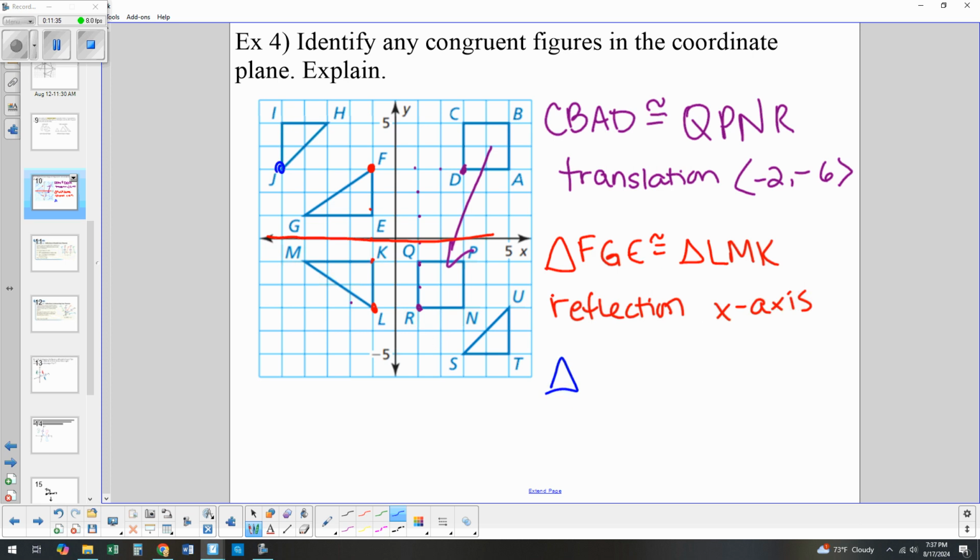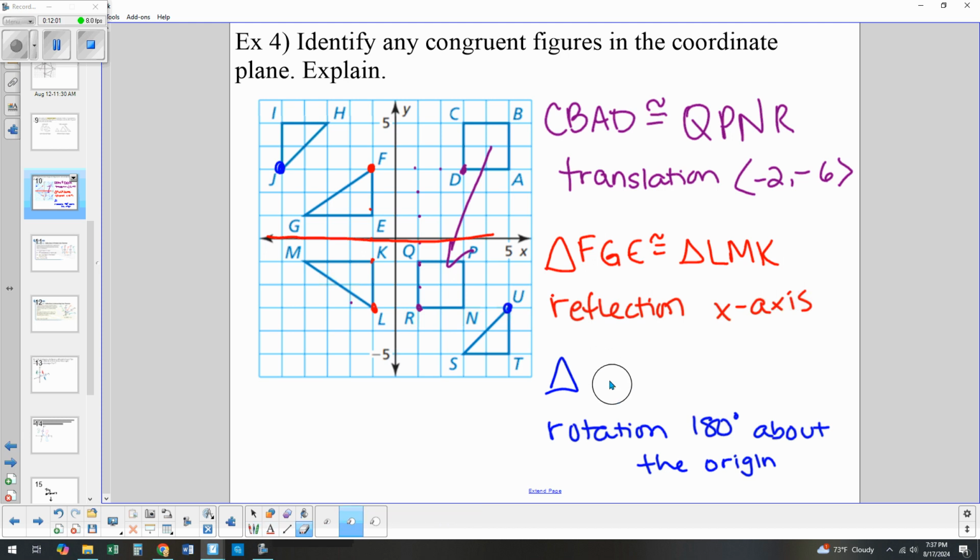If I started here at J and I turned the picture 2 turns, right, 180 degrees, let's write that right now. Rotation 180 degrees. I could say counterclockwise, I could say clockwise, it doesn't matter, about the origin. This J here is going to turn and end up at the U here. Oops, I probably should actually write the J first.